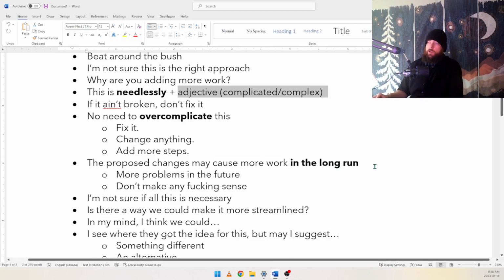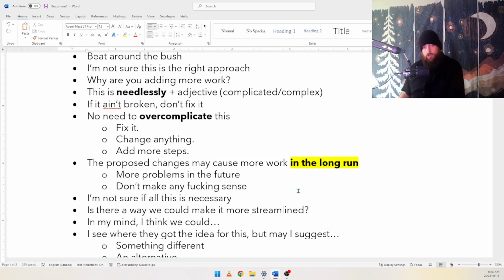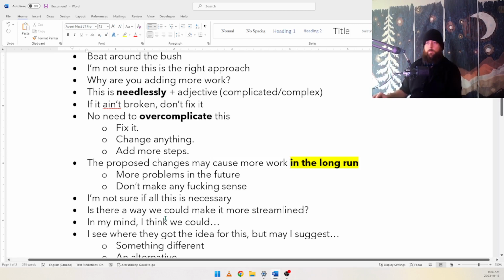Now, here's another good phrase. In the long run, in the long term. The proposed changes may cause more work in the long run. I'm not sure we should implement them immediately. There must be an easier way. The proposed changes don't make any fucking sense. Very aggressive, obviously, so probably should reserve that for extreme circumstances or, again, with a close circle of people that you know. I'm not sure if all this is necessary.